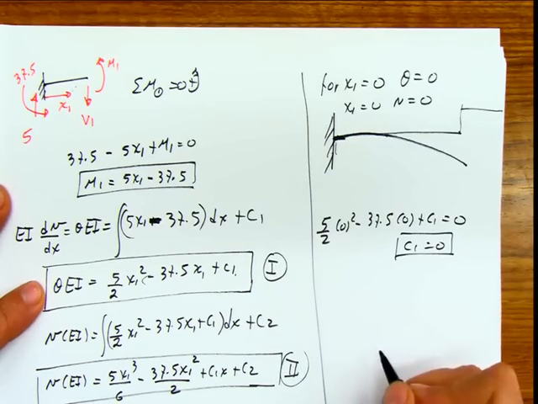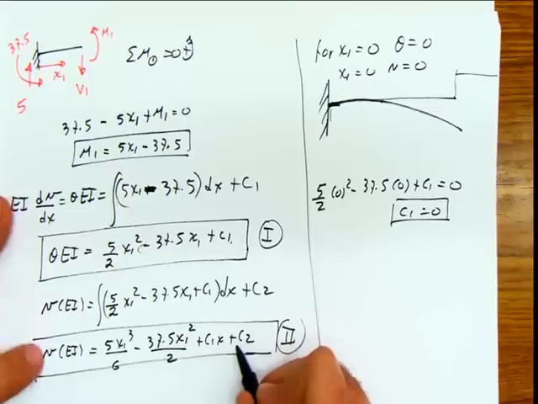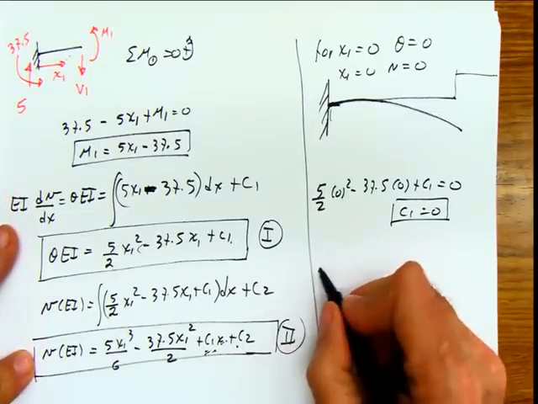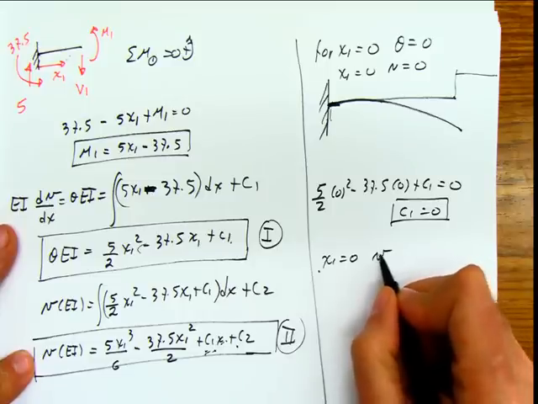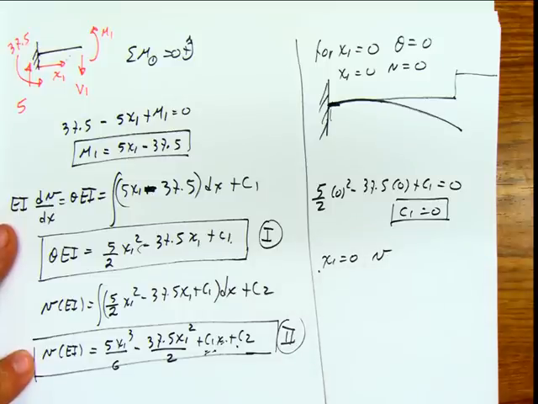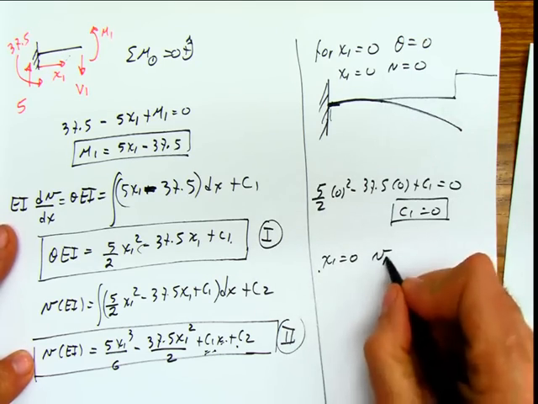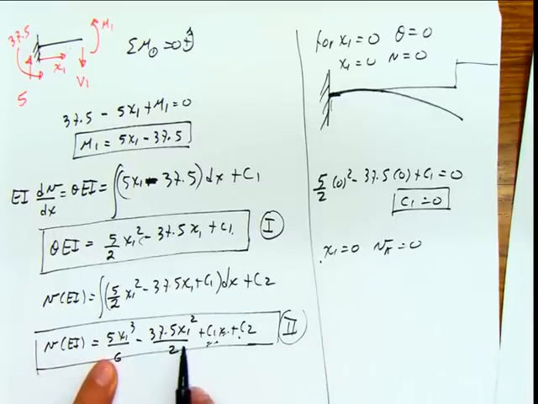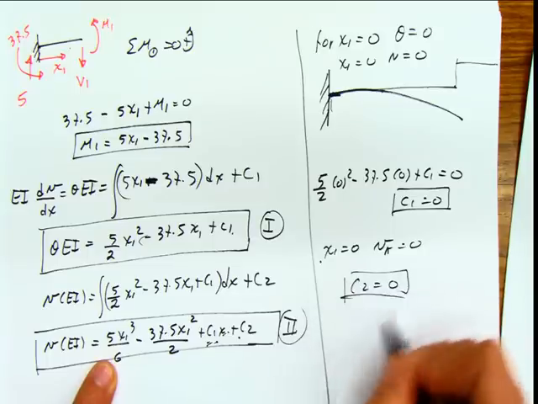And now the other condition, I plug it in here. Remember, this is going to be 0. So I know that for x1 equals 0, v at the support, which you can call V at A, is going to be 0 also. And then this is going to be 0, 0, 0, and C2 equals 0 also. So you can find that C2 equals 0.